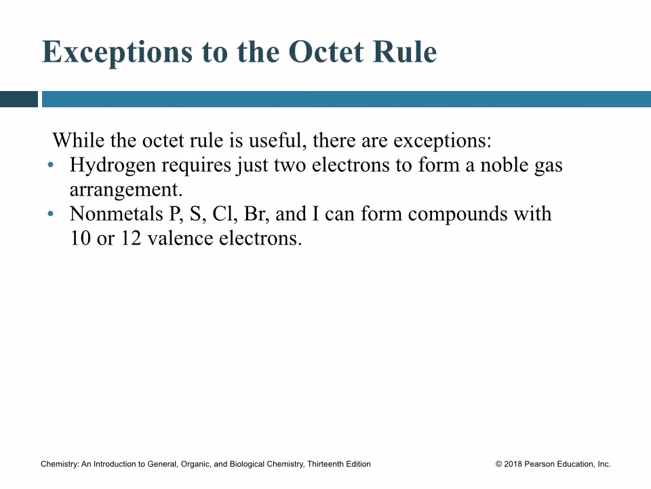There are a few exceptions to the octet rule. As we've already noticed, hydrogen is happy with 2 electrons in its valence shell, so it doesn't need 8 electrons. Also, nonmetals in period 3 and beyond can have more than 8 electrons in their valence shell. Examples include phosphorus, sulfur, chlorine, bromine, and iodine. Just use the total number of valence electrons to determine Lewis structures involving these atoms.